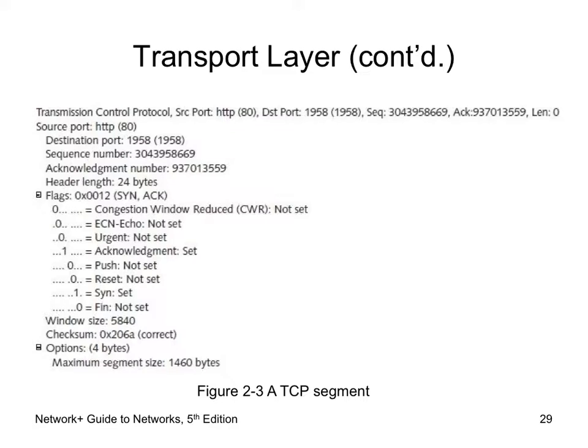The checksum, notice it says correct, because that checksum is encrypted with a unique encryption. It comes back, and that checksum has to match the checksum when it's received. 4 bytes options means each one of the segments was 4 bytes, and the maximum segment size is 1460 on this one.